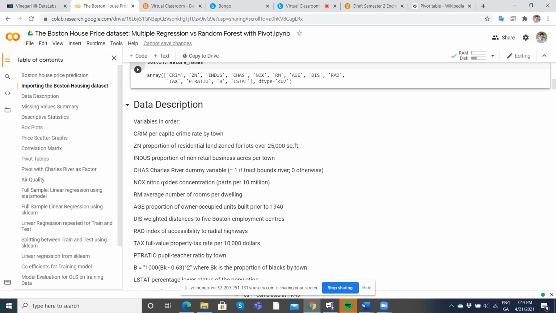The NOx is the nitric oxide, so it's the amount of pollution. The age of the property, the distance. Now this is important, the weighted distance to 5 Boston employment centers. And then RAD is the index of accessibility to radial highways. So the higher these are, the more access you have to either employment in terms of just physical location, right, weighted distances, or in terms of infrastructure, right?